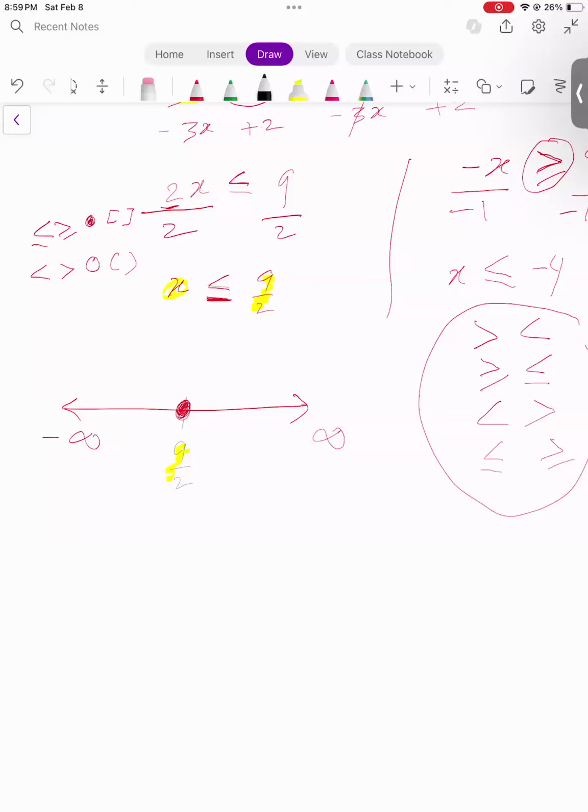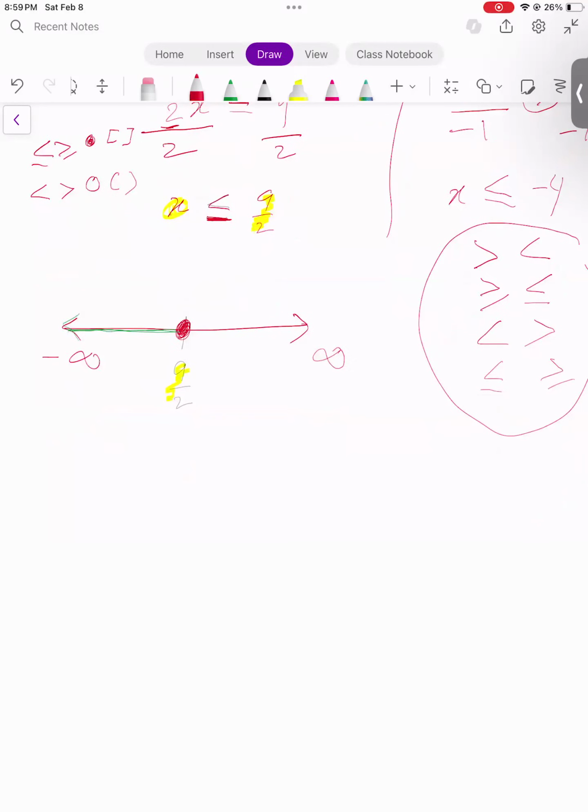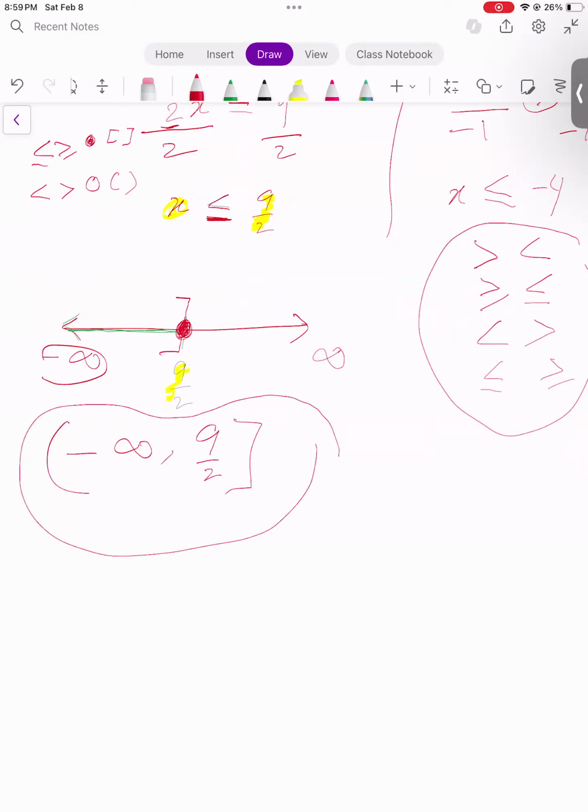So less than means left. So we find the number on the left of 9 over 2 is a solution for this inequality. In interval notation, you are starting from negative infinity to 9 over 2. We have a closed circle, which means we are including 9 over 2. 9 over 2 is also a solution, so we are using a bracket. And with infinity, it's always a parenthesis. And this is the solution for this inequality.